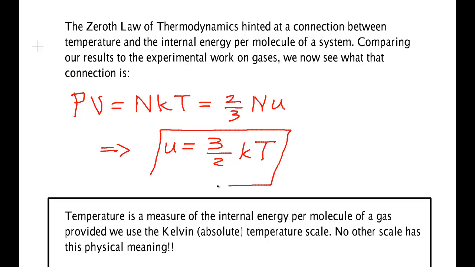So when you measure temperature in the Kelvin scale, you are actually measuring the average internal energy per molecule of the gas. And if you multiply that by the number of molecules, you've measured the total internal energy.